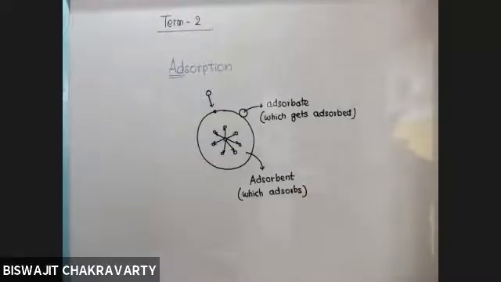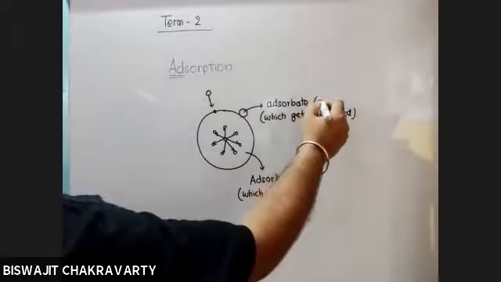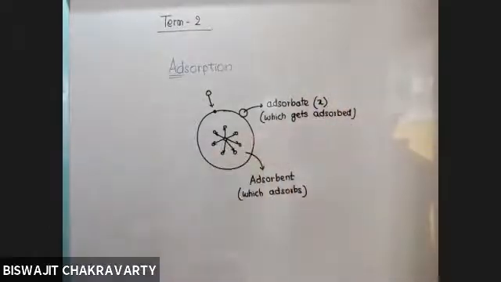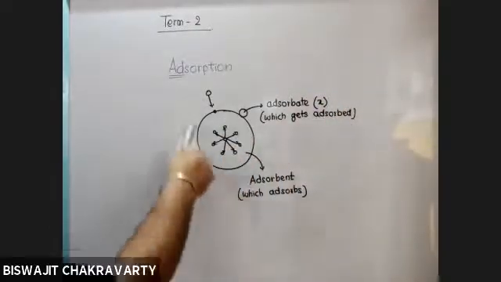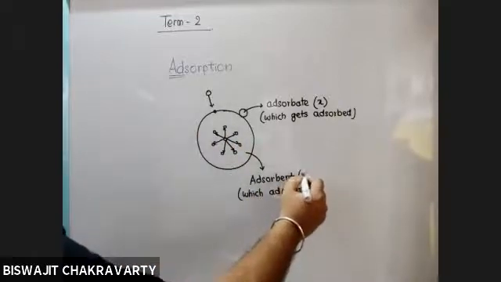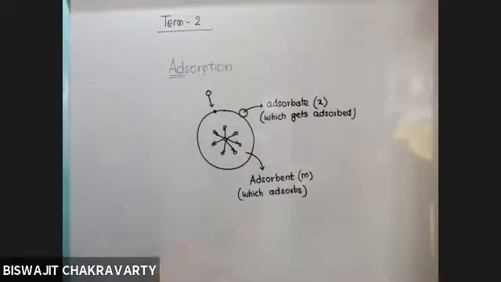So the amount of adsorbate that is getting adsorbed is denoted by small x, and the mass of adsorbent that is adsorbing is generally given by small m. So the ratio x by m gives us the measure of how much adsorption has occurred.